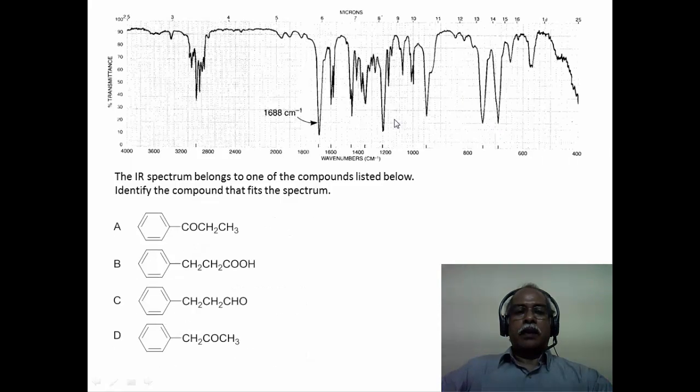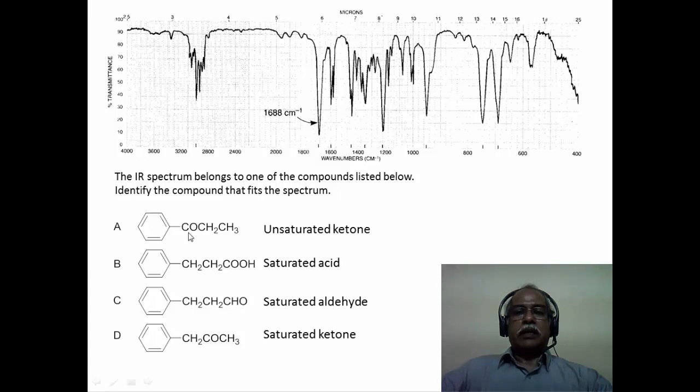Now this infrared spectrum, again there are 4 structures given here, and we have to fit one of these structures to this particular infrared spectrum. Now, if you look at the compounds, this is an alpha beta unsaturated ketone, and this is a saturated acid. So, one can easily rule out the saturated acid because there is no OH functional group in the molecule. So, the absence of the OH stretching frequency in this region essentially rules out the possibility that it is a carboxylic acid. So, B is ruled out.